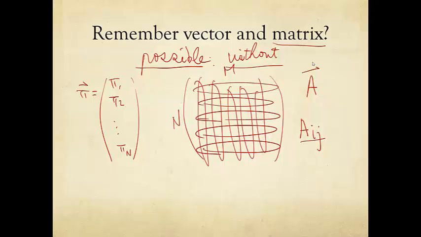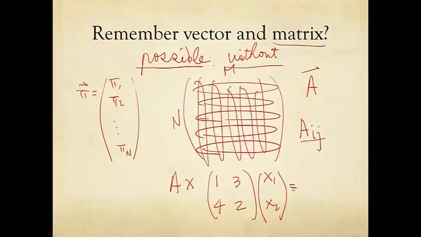A matrix multiplying a vector is a funny operation, you may say. Say, if matrix A multiplies a vector x, let's say matrix A is 2 by 2. Say it is 1, 3, 4, 2. And vector x is just x1, x2. What you get is the following. First of all, the matrix is 2 by 2. The vector is 2 by 1. So what you get is a 2 by 1 vector.